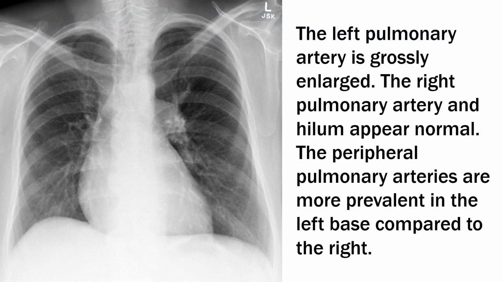In this X-ray, the left pulmonary artery is grossly enlarged. The right pulmonary artery and hilum appear normal. The peripheral pulmonary arteries are more prevalent in the left base compared to the right.